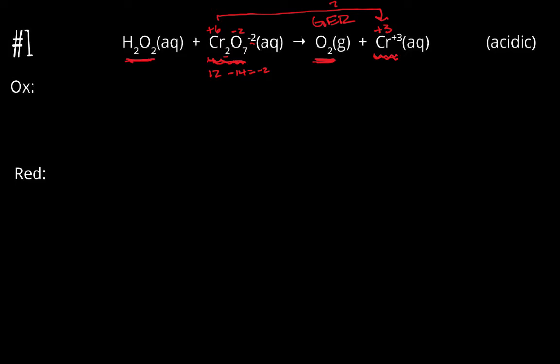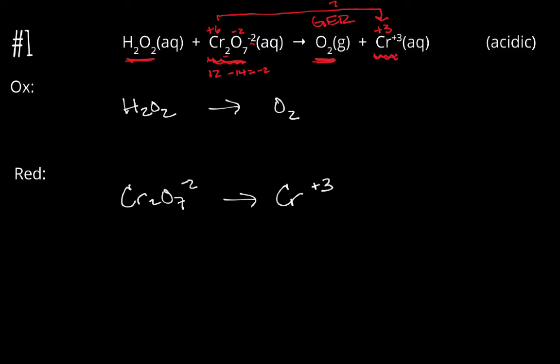Then I'm going to take that down here, and I'm going to write that as Cr2O7 -2 goes to Cr +3. Okay, so then that means that my oxidation reaction has to be H2O2 goes to O2. So that's the easiest way to do that, is to find the easier of the two, classify it, and you know that the other one has to be that.